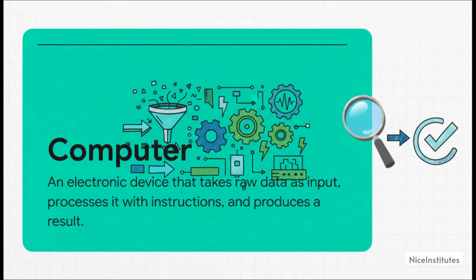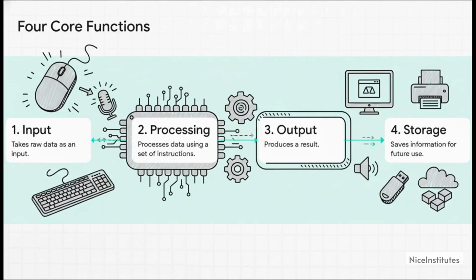It takes in some raw data. We call that the input. It does something with that data using a set of instructions. That's the processing. And then it gives you a result, the output. That's it. That's the fundamental loop. And here are the 4 big steps in that cycle.